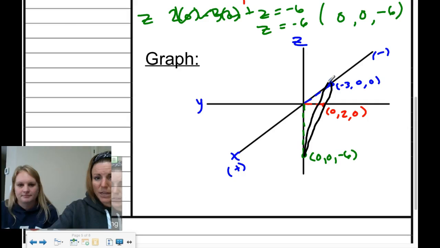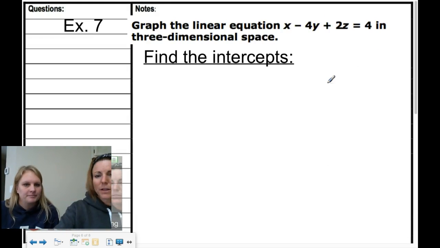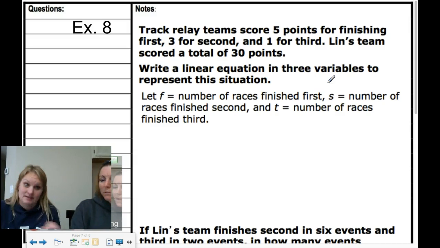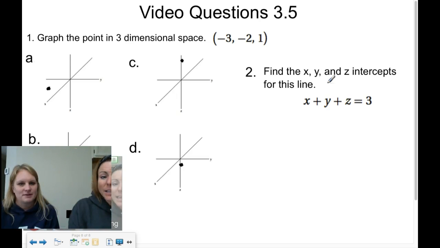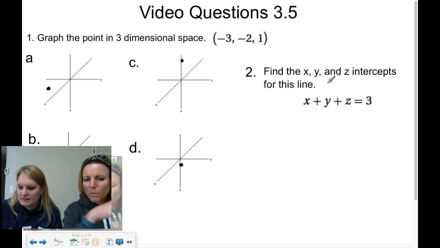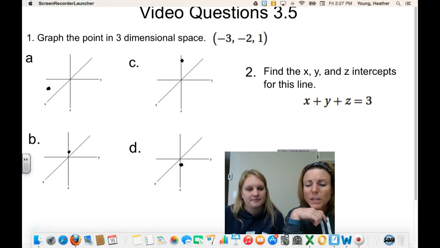Perfect. All right, let's go to the next one. This one we said we're going to do in class, so we're going to skip that one. And then if I go to the next page, we're going to do the word problem in class. I think we're done. Let's go to the next page. There's your video question.